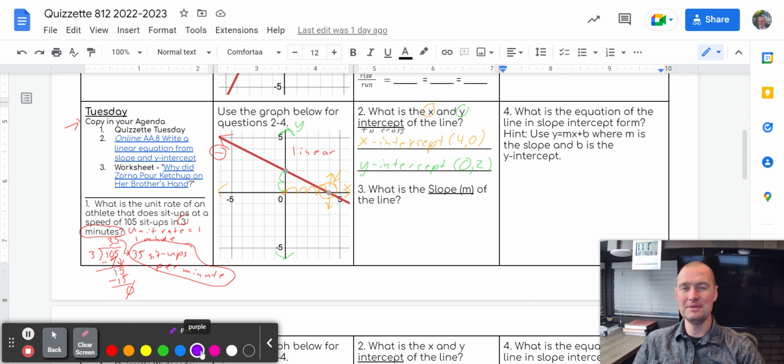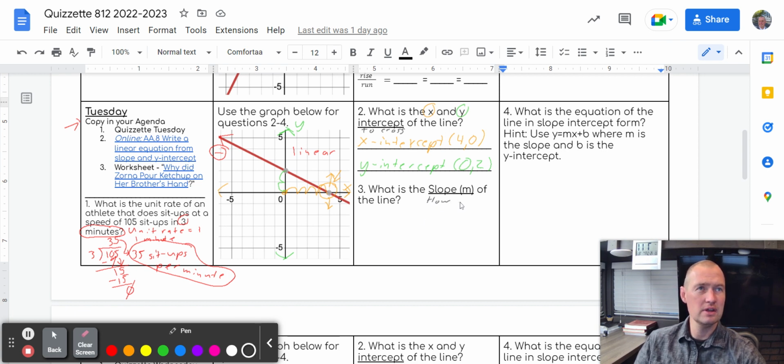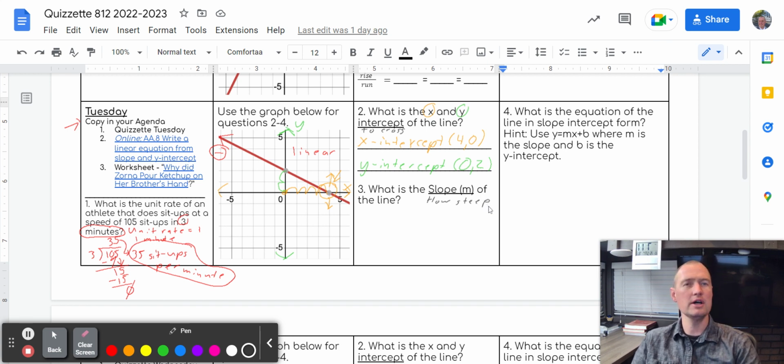All right, it's time to count for slope. The slope is how steep a line is. So I'm going to put "how steep." Let's talk about that a little bit. Let's say you're walking around campus to your next class, and the slope is very flat. It's also a slope of 0 because it doesn't go up or down, you're just walking along.